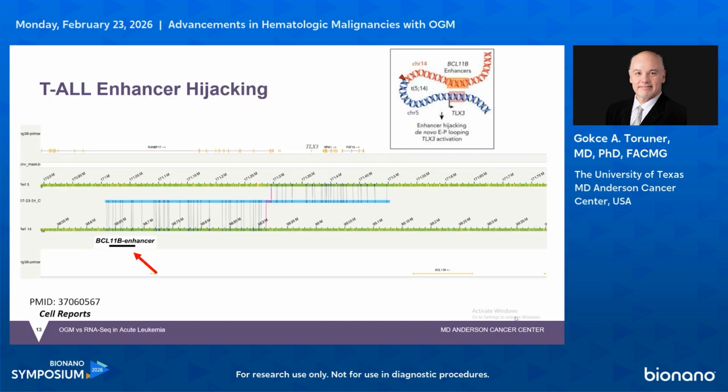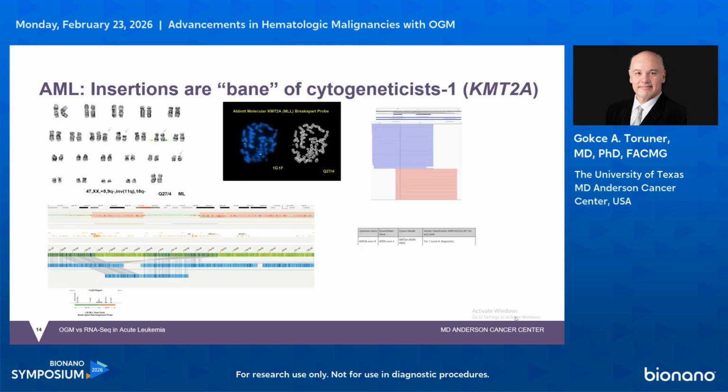The reason is that BCL11B itself was not involved, but the BCL11B enhancer was involved. And that BCL11B enhancer was driving TLX3, presumably TLX3 overexpression. And since it is enhancer driven, there were no fusion transcripts detected at RNA level. There were no chimeric fusion transcripts detected at RNA level.